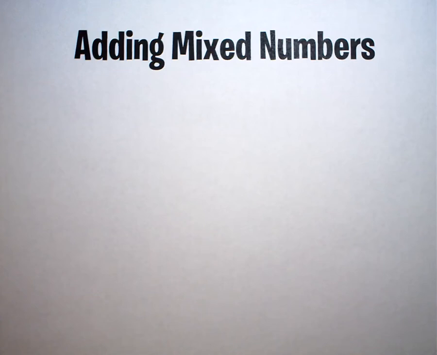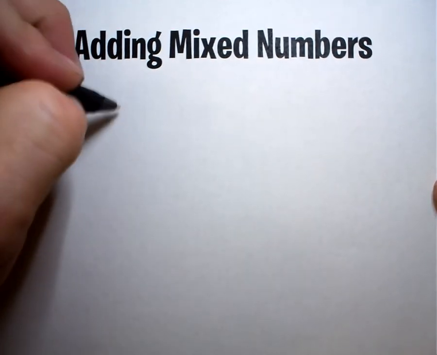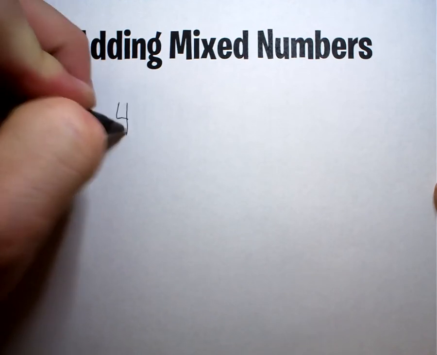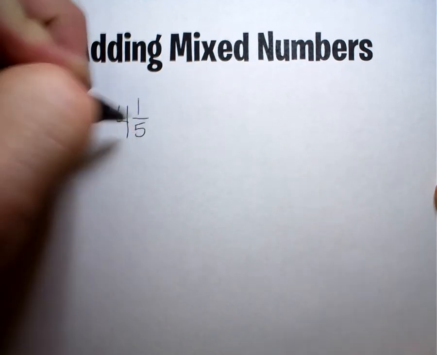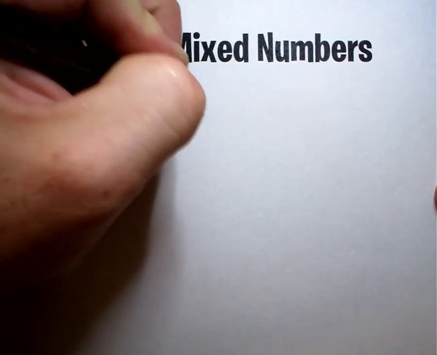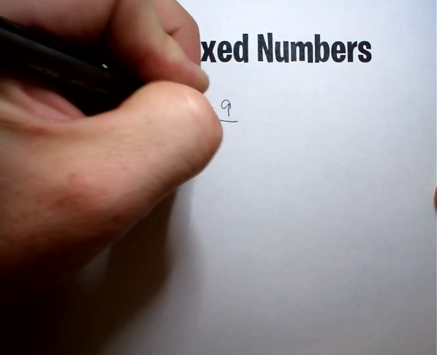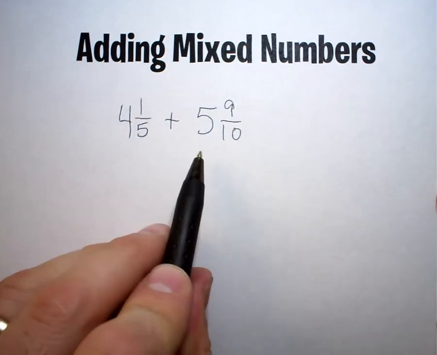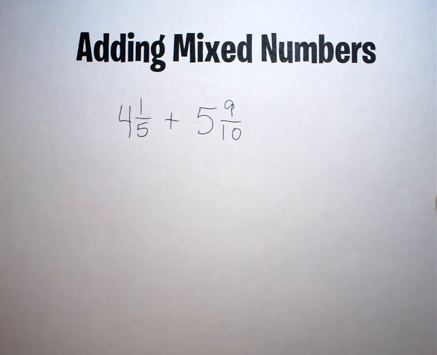If you're in my class, this example will be number 31 in your homework packet. Okay, here's the example. 4 1/5 plus 5 9/10. These are both mixed numbers because they have a whole number and a fractional part.